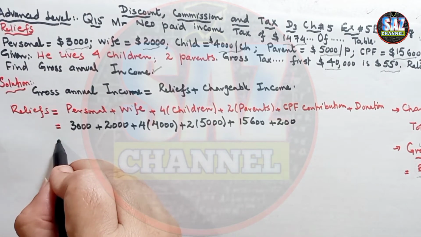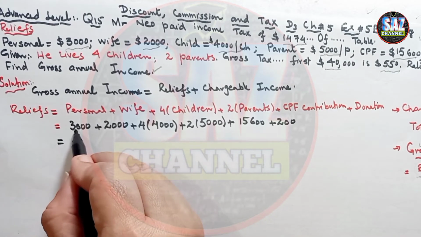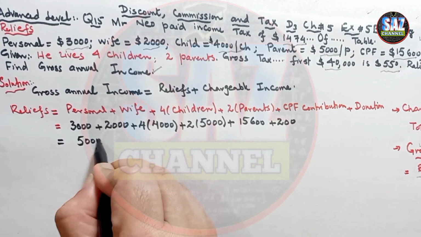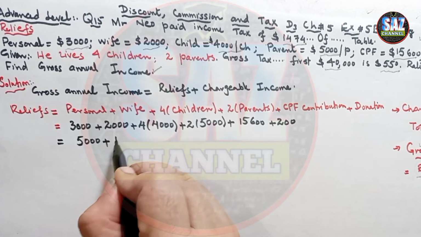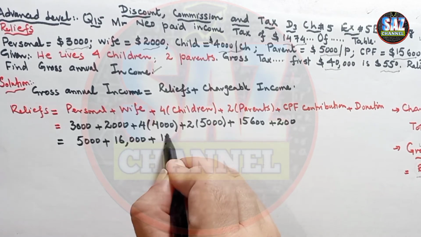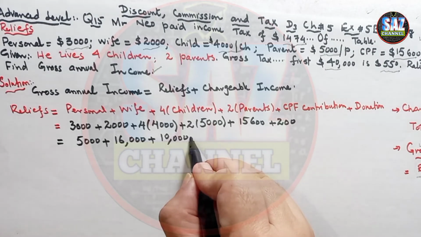And now let me simplify these values. This will be 2000 plus 3000 is 5000. 5000 plus 4 times 4000 is 16,000. 16,000 plus 10,000 plus 15,600.